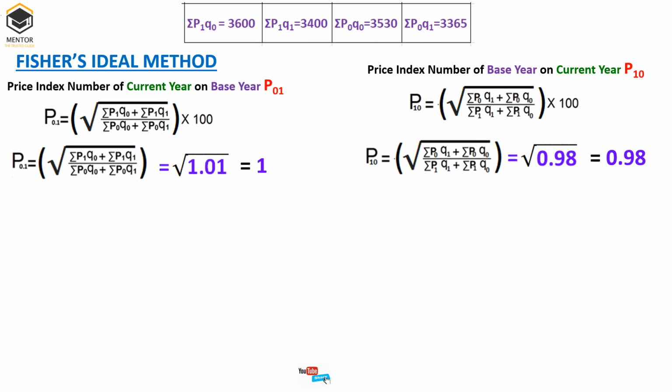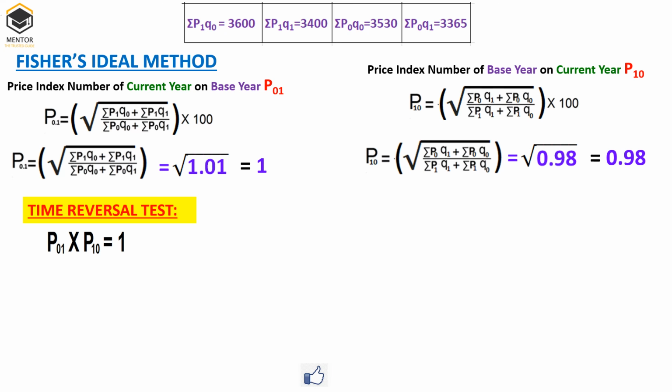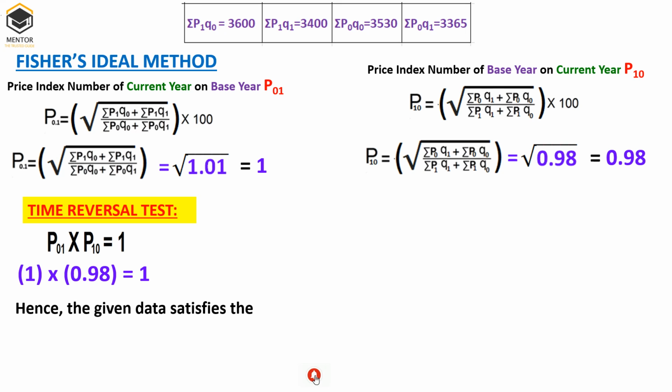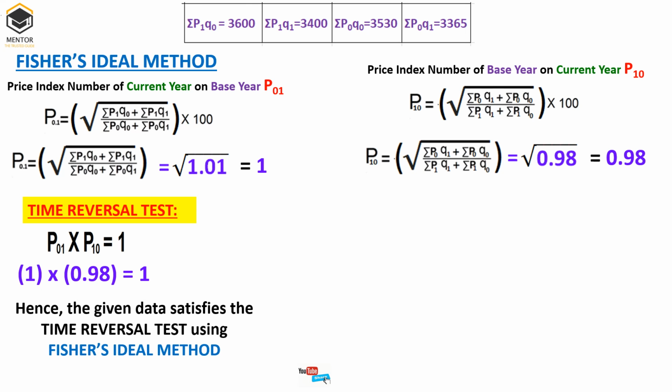Now what is the time reversal formula? P01 into P10 equals 1. So I'm going to substitute these two values. I'm getting 1 here. It means that the given data satisfies the time reversal test using Fisher's ideal method. So the given data is satisfying the time reversal test under Fisher's ideal method as well as the Marshall-Edgeworth method.